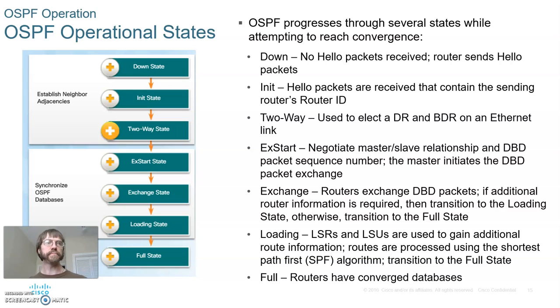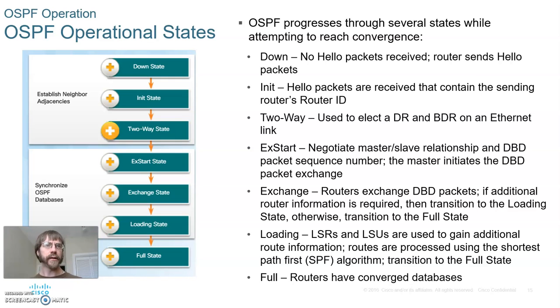In the ExStart state, they are negotiating their relationships. The master sends out the DBD. Then they go into the exchange states. So ExStart is exchange start. In the exchange state, the routers are exchanging their DBDs. If they need additional information, they go into the loading state. In the loading state, they are using LSRs and LSUs and LSAs to go back and forth and update each other on the lay of the land, the shape of the network.